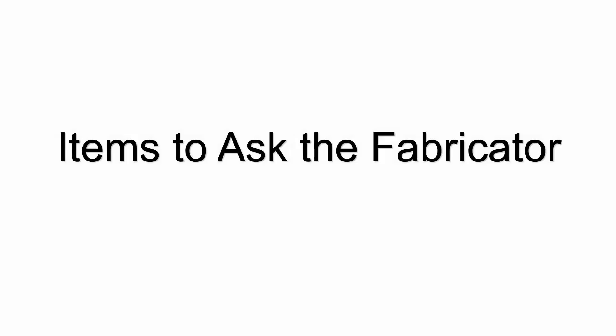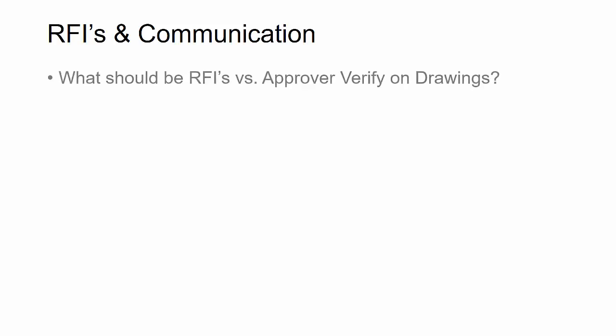All right, so what are some of the items that we want to ask the fabricator? Hands down, the first thing that I ask is, how am I going to communicate with the fabricator? How am I going to submit questions and clarifications, and how does he want me to exchange information with him? Some fabricators are like, please don't drown me in RFIs. Don't ask lots of RFIs. Let's put all the questions on the detail and erection drawings with approve or verify everywhere.